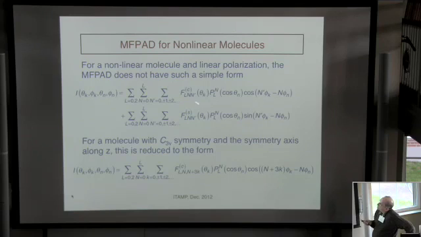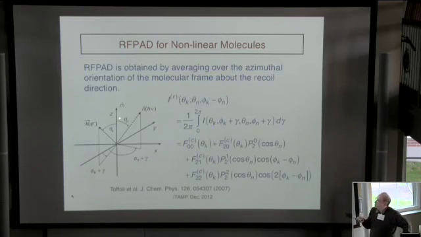Okay, so what about nonlinear systems? With nonlinear systems, one thing you don't have is that the quantum number for motion about the molecular axis is no longer a good quantum number. And so you get many more terms in these sums. If you have a system with some symmetry, you can get a reduction of that. You only get n plus 3, but you still have a lot of terms to consider.